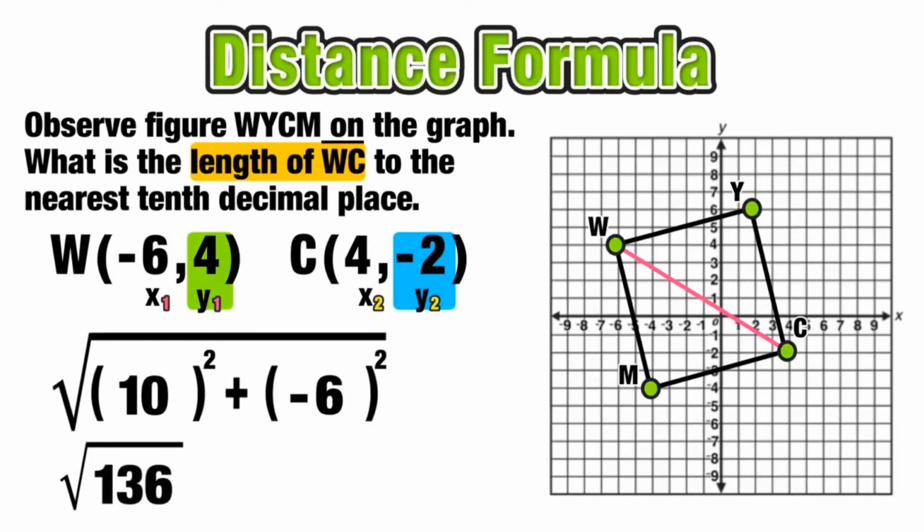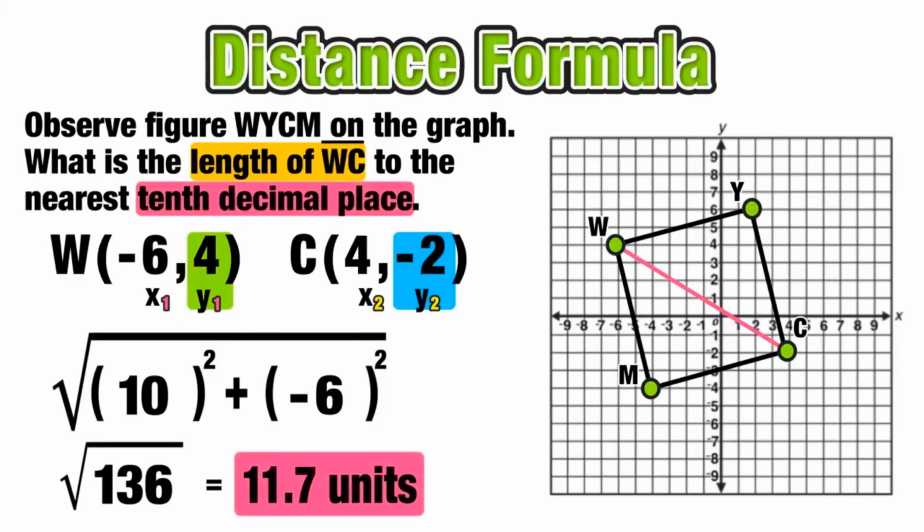And now we just need the square root of 136, which is going to equal an irrational number. And since the question asks us to round to the nearest 10th decimal place, we'll round our answer to 11.7, the length of line segment WC. Oh yeah!